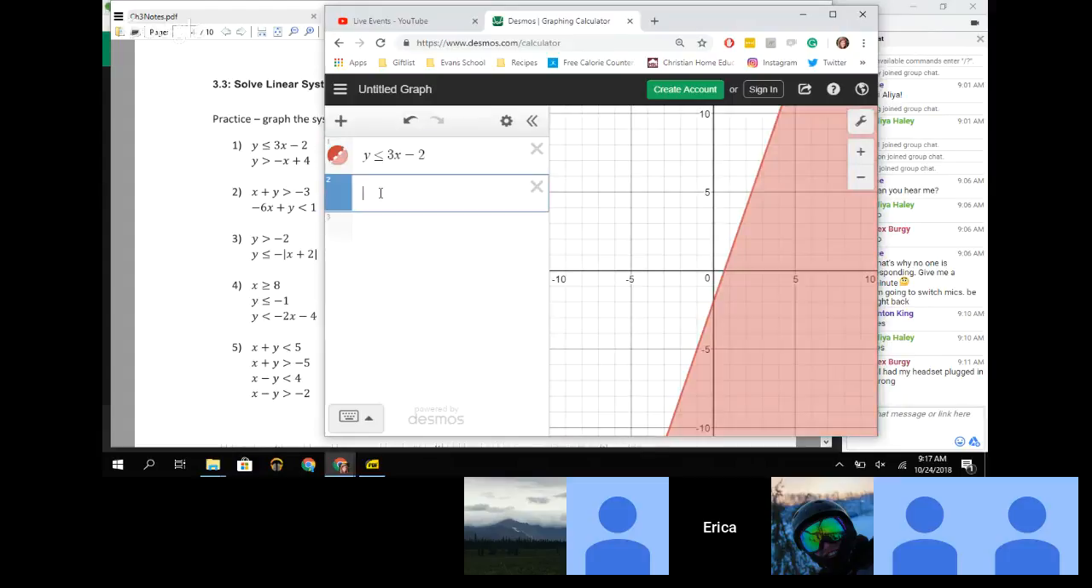If you were using your TI, for a test for example, you would just type in y equals 3x minus 2, get your line, and then figure out which side to shade. I always pick 0, 0. Would 0, 0 work in my equation? If this is 0 and this is 0, is 0 less than or equal to negative 2? It's not, so I'm going to shade this side in.